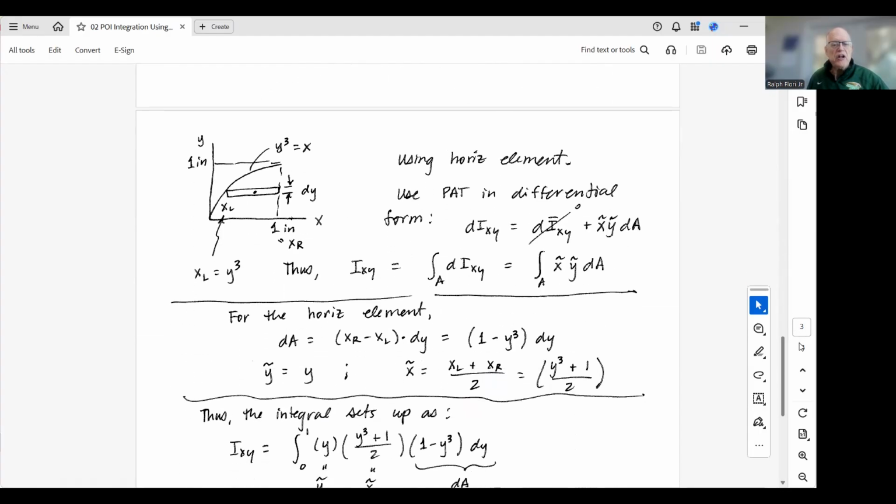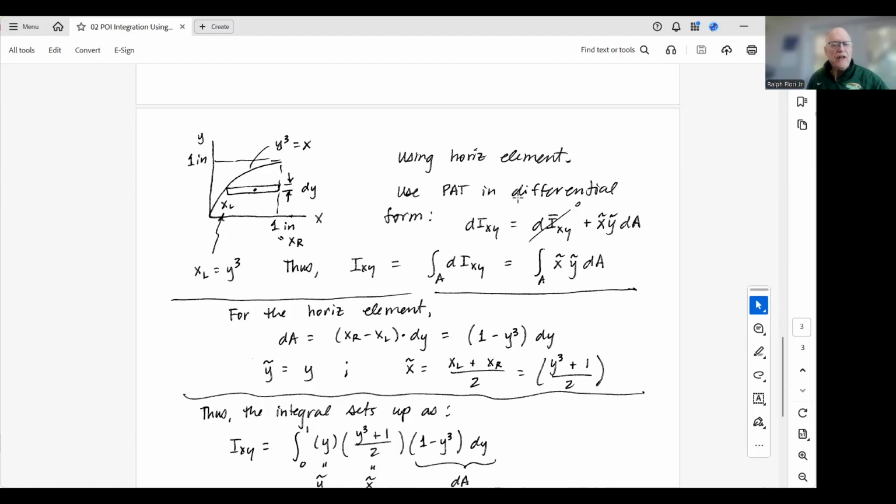Finally, if I choose a horizontal element, again I'll use the parallel axis theorem in differential form. The integral I get is x tilde y tilde dA. If I use a horizontal element, then dA is my x right minus my x left times dy. My x right is 1. My x left is y cubed. My y tilde is y. My x tilde is the average of x left plus x right, and so it's y cubed plus 1, divided by 2.